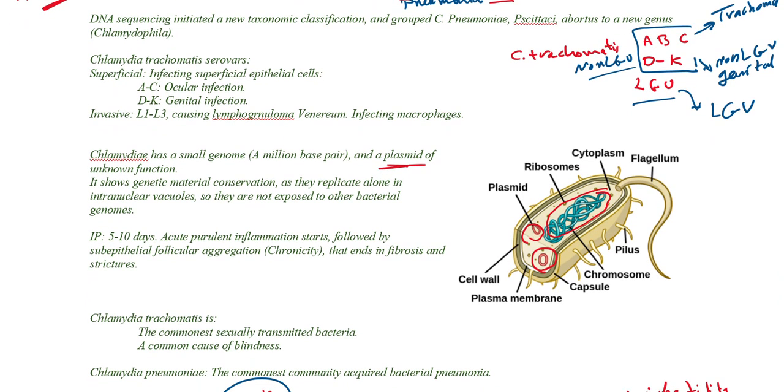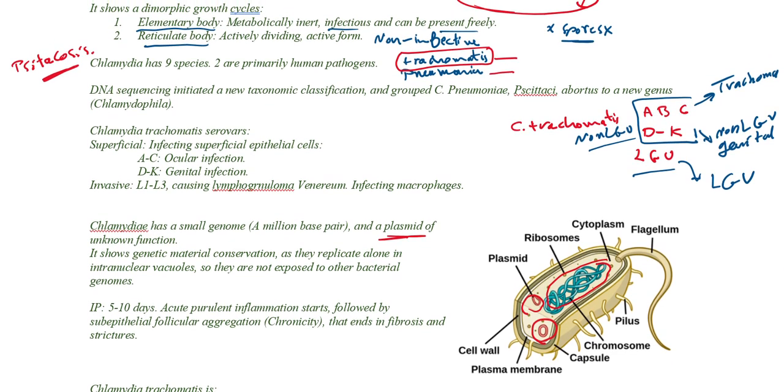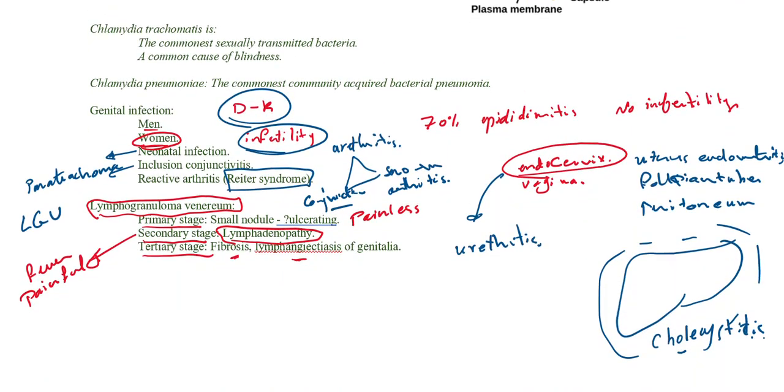And here we come to the pathophysiology. As was mentioned here, initially there is acute purulent inflammation, and then followed by subepithelial follicular aggregation and fibrosis and strictures. So this is a chronic stage, and this is the pathophysiology mentioned here in the tertiary stage. Fibrosis of the lymphatic channels, and elephantiasis of genitalia.